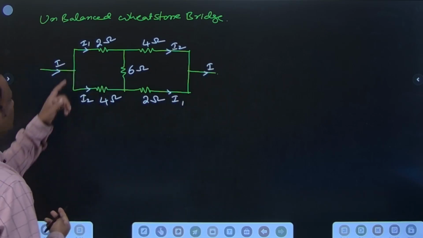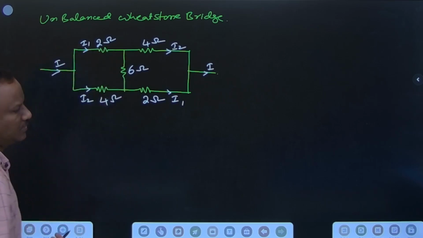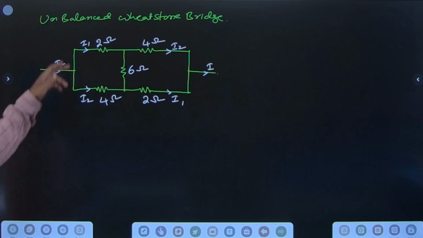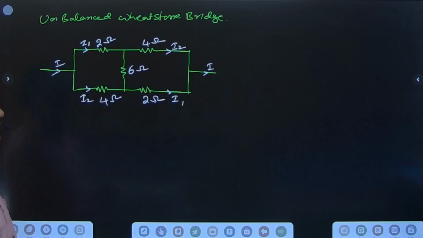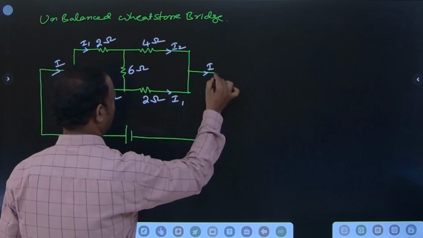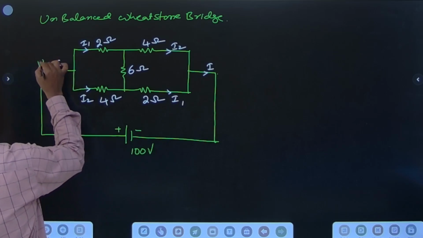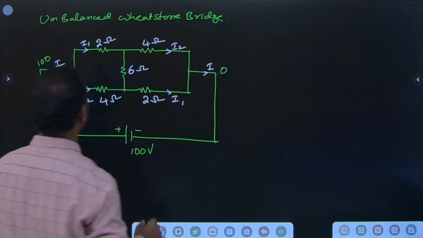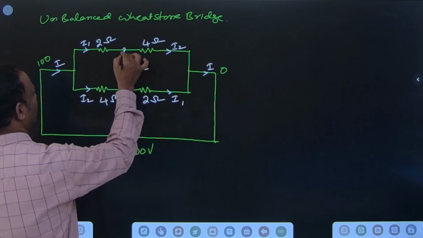To check whether it is balanced or not, is 2 by 4 equal to 4 by 2? Not possible. 2 by 4 means 1 by 2, and 4 by 2 means 2 by 1, which is not possible. That is the unbalanced condition, so we need to use another method. It is connected to, for example, a 100 volt potential difference: this is 100, this is 0.